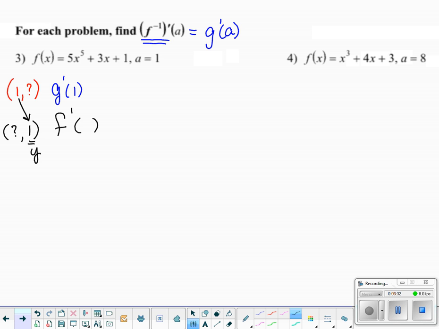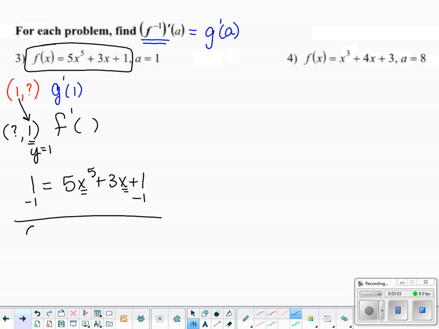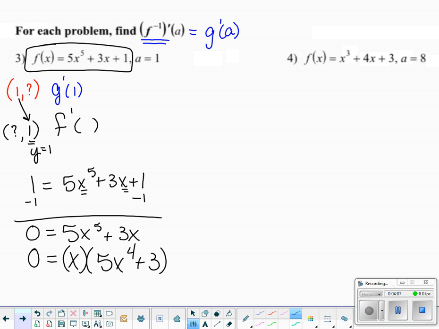This is a y value, y equals 1. So I'm going to take f, the function f, and set it equal to 1. So 1 equals 5x to the fifth plus 3x plus 1. All because I'm trying to figure out what x is. Okay, let's subtract 1. Anytime I want to solve an equation, it is handiest if I have it equal to 0. Because then I can use the zero multiplication property as part of my way to solve it.